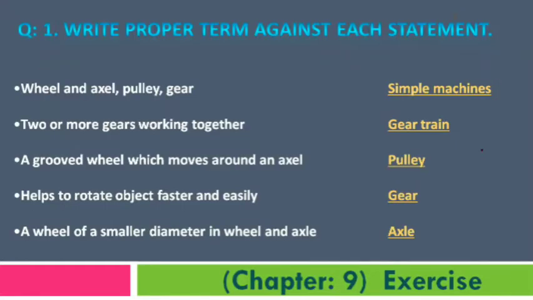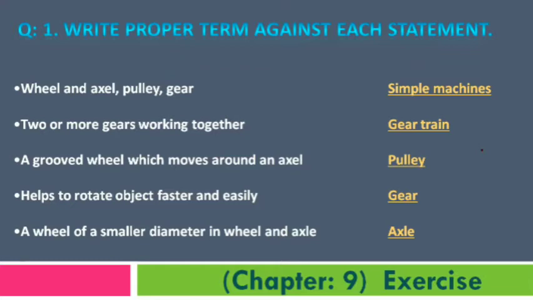So now we will start the exercise. Question number one of your exercise is: write the proper term against each description. Let's fill in the blanks, like it can also come in MCQs, so you have to learn it. Don't write this in your notebook because it is written in your book, so you just have to fill in the book. Okay, the fill in the blanks and MCQs you have to write in your book.